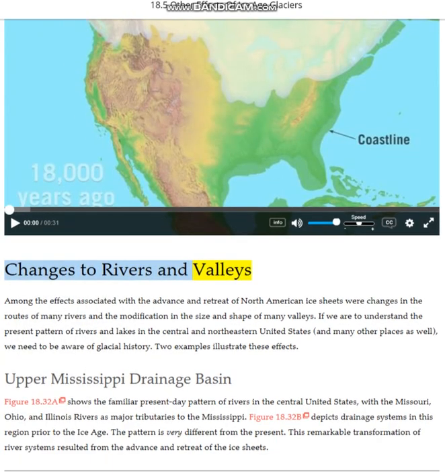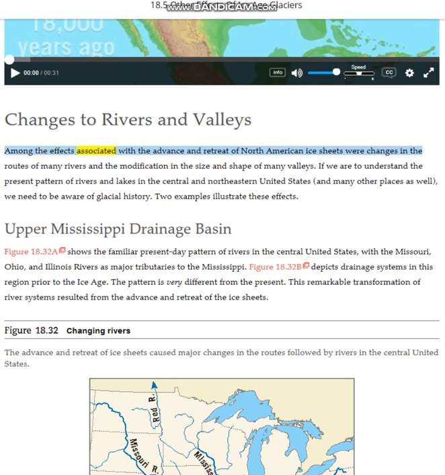Changes to rivers and valleys. Among the effects associated with the advance and retreat of North American ice sheets were changes in the routes of many rivers and the modification in the size and shape of many valleys. If we are to understand the present pattern of rivers and lakes in the central and northeastern United States, and many other places as well, we need to be aware of glacial history. Two examples illustrate these effects.